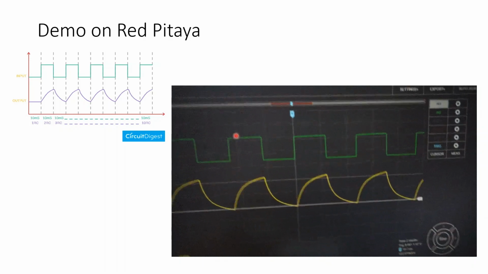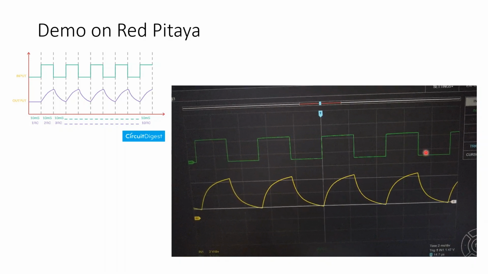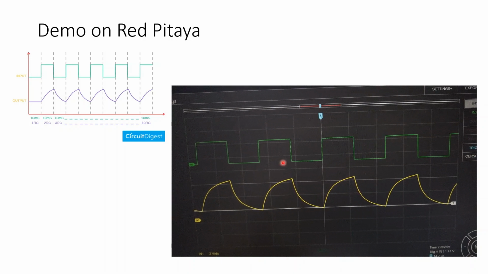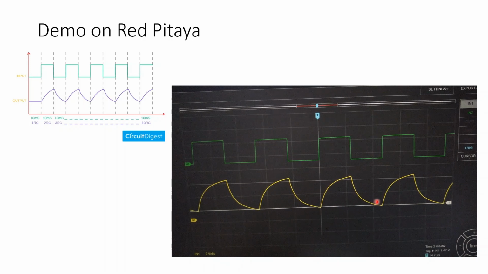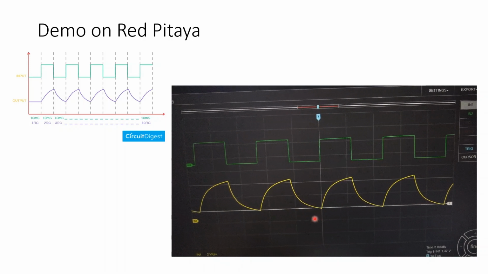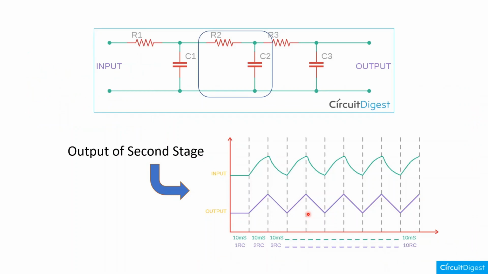So this is the output. Now the green color shows the output of the 555 IC square wave, and then the yellow color shows the charging and discharging, that is the output of the first stage of low pass filter. Now as we have seen, the output of the first stage was this wave.